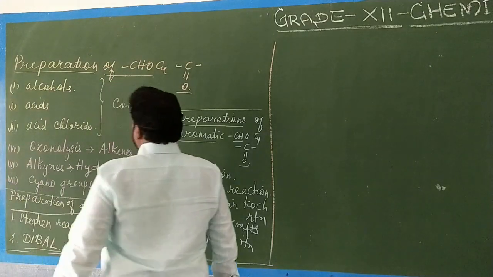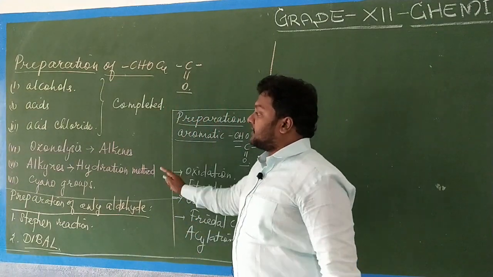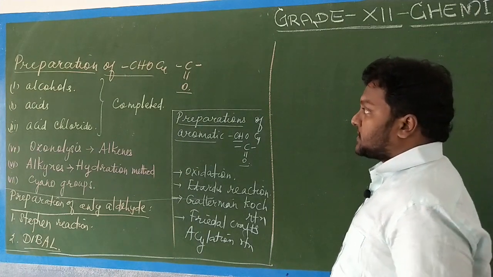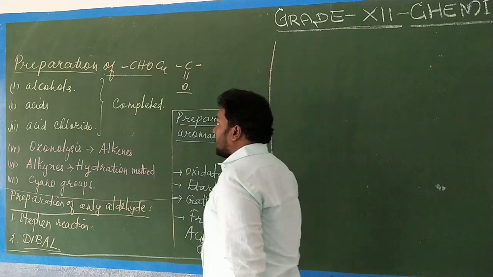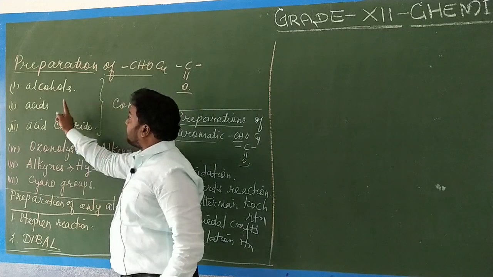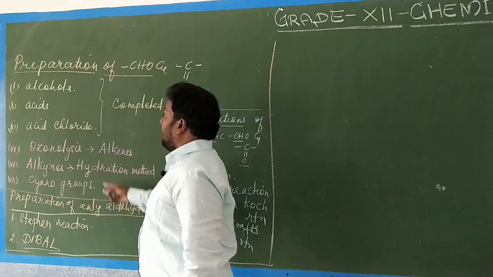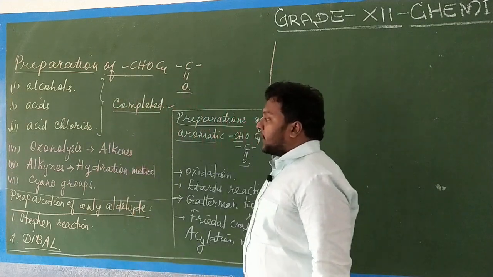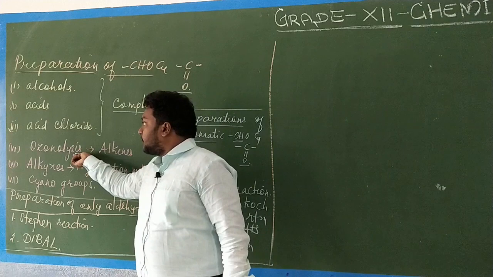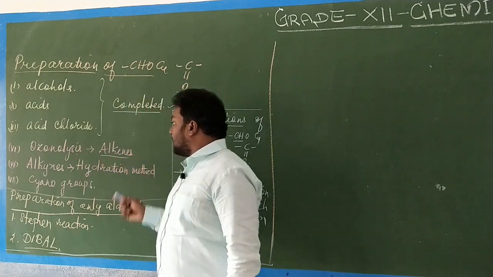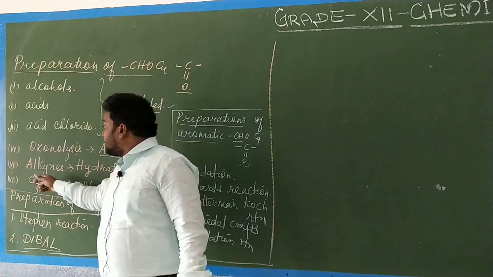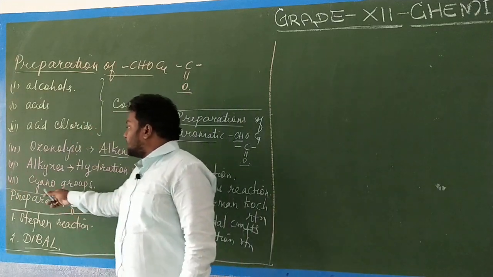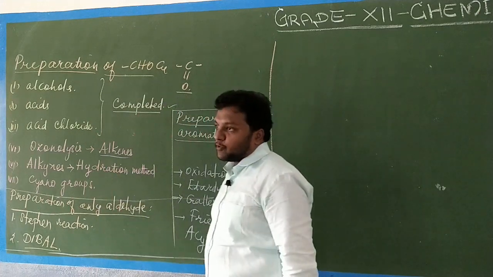Okay, Friedel-Crafts acylation reaction. So, what are all the methods of preparation we have? Again we will revise the preparations of aldehydes and ketones. Totally we have 6 methods of preparation. The first method is from alcohols, second is from acids, and third from acid chloride. These 3 methods we completed yesterday, and today we start with the fourth method, from alkenes, ozonolysis, and the fifth method, from alkynes by hydration method, and the sixth method is the cyano group.